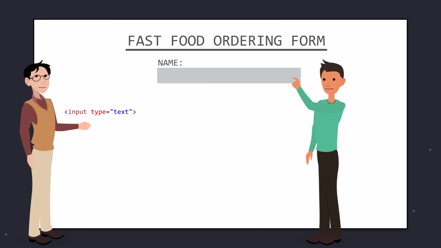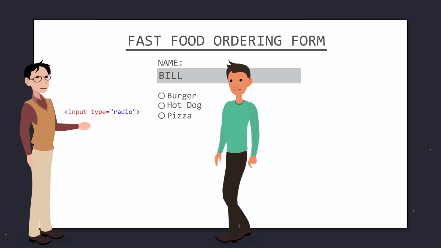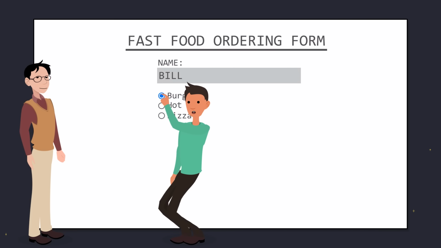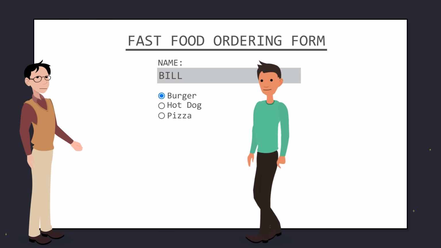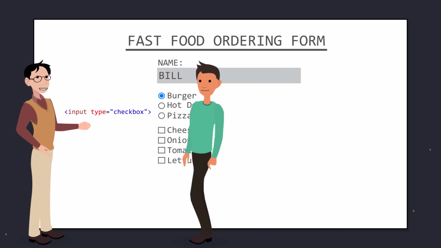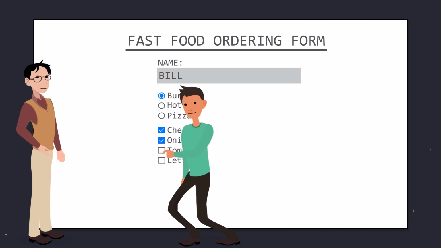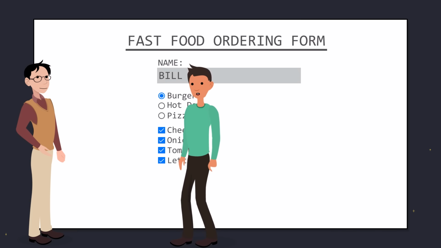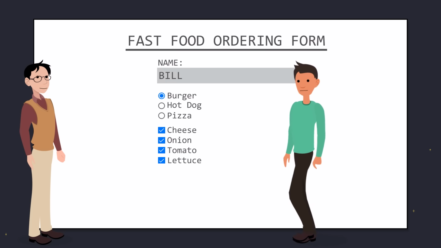Input type text defines a single-line input field for text. My name is Bill. Input type radio displays a radio button. It lets a user select one option from a number of choices. This one. The burger. Input type checkbox displays a checkbox. It lets a user select many options from a number of choices. Check, check, check, check. I'll have all of those on my juicy burger.